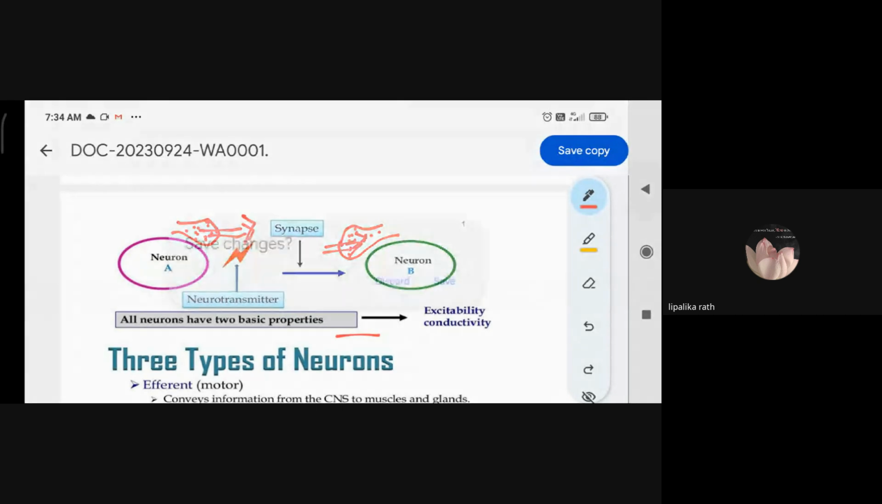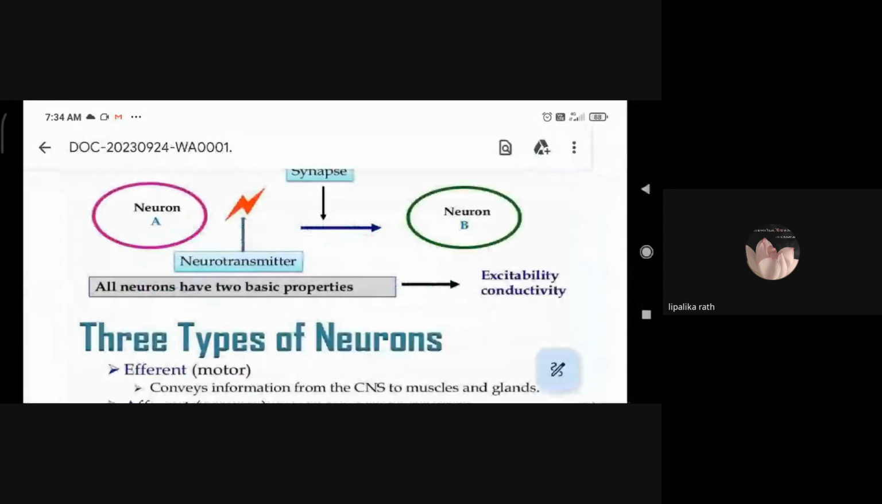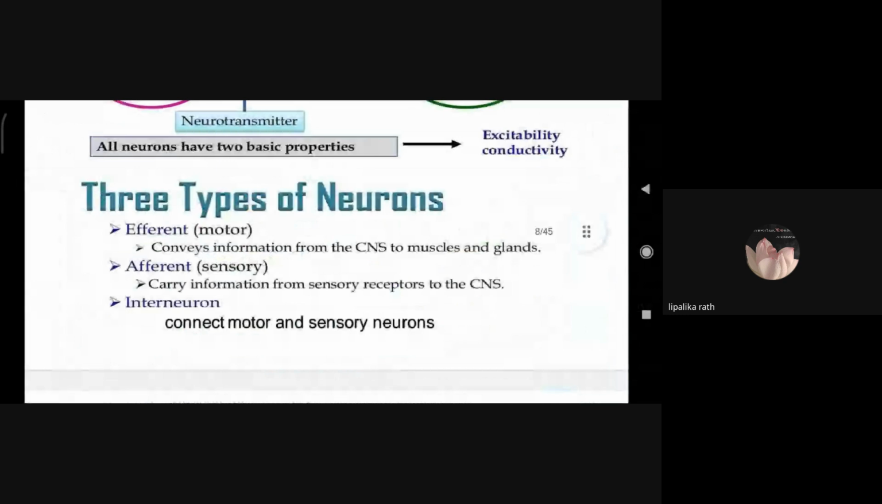Okay. Now, types of neurons. First of all, efferent neuron. Efferent neurons are motor; they convey information from the central nervous system to muscles and glands. Afferent neurons are sensory; they carry information from sensory receptors to the CNS. It means they are just opposite. Now, there is another neuron called interneuron. This interneuron connects motor and sensory neurons.